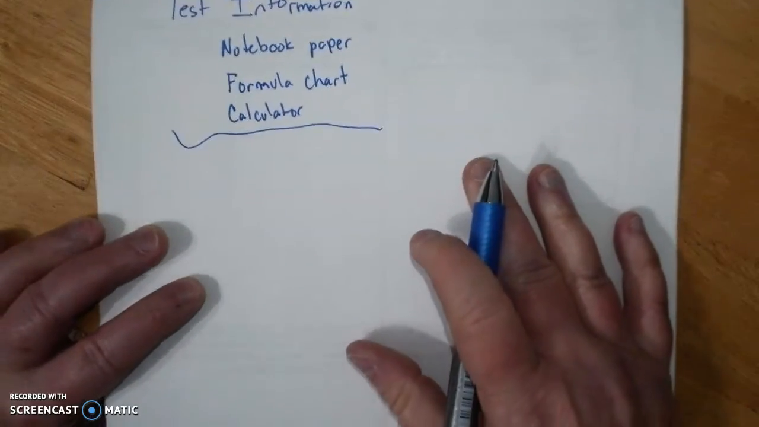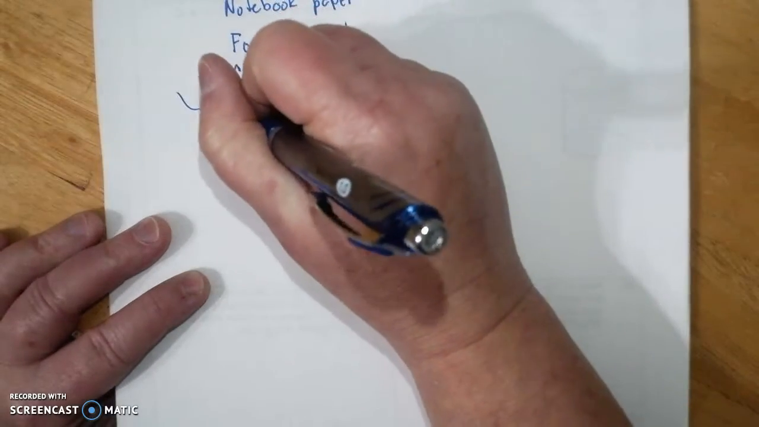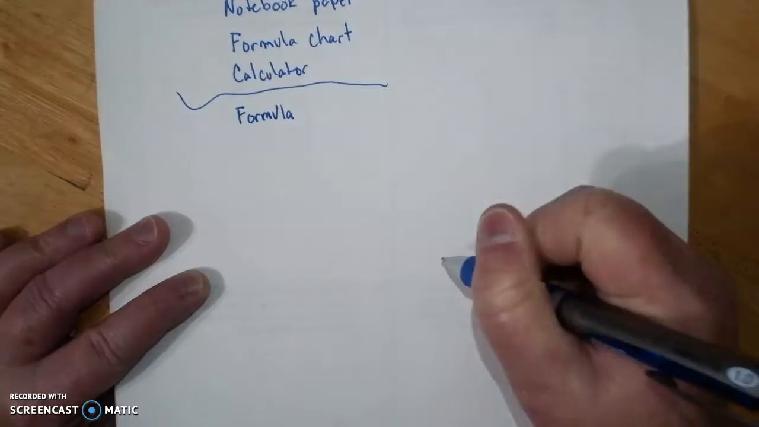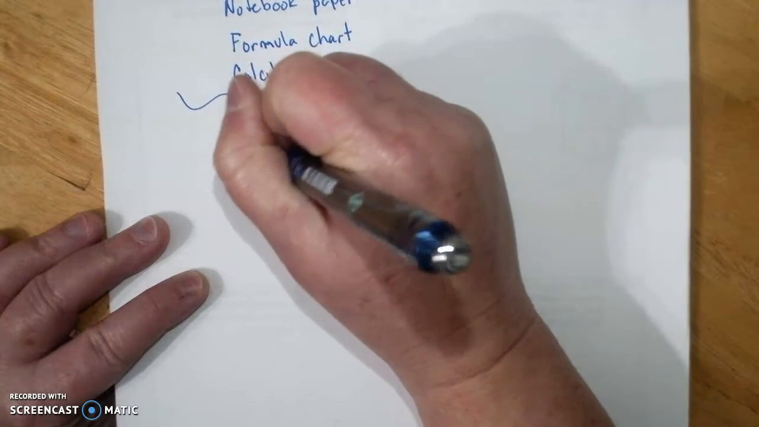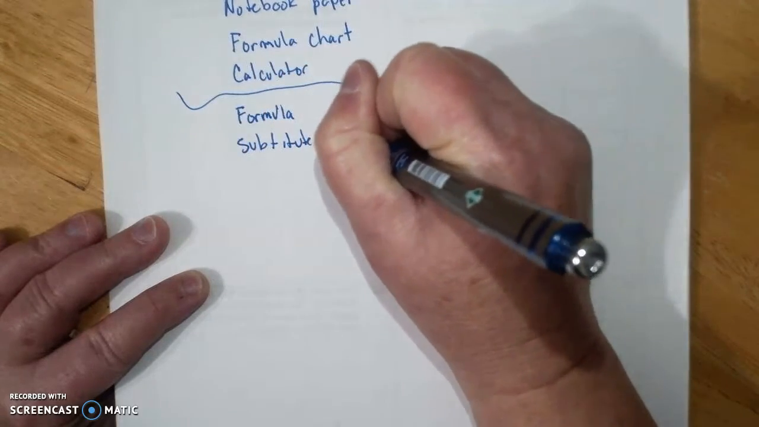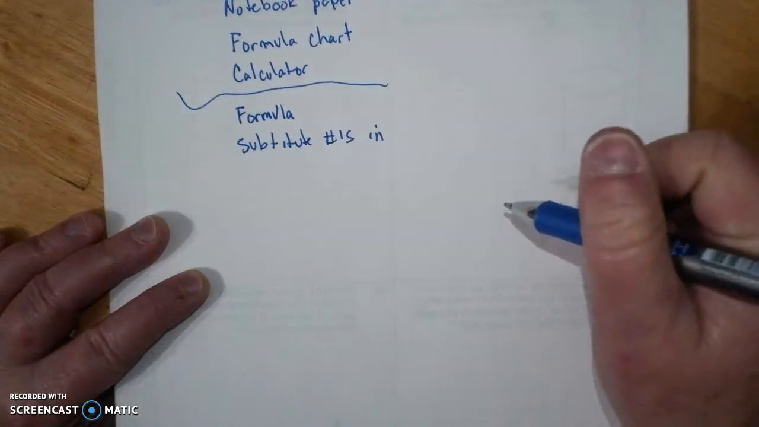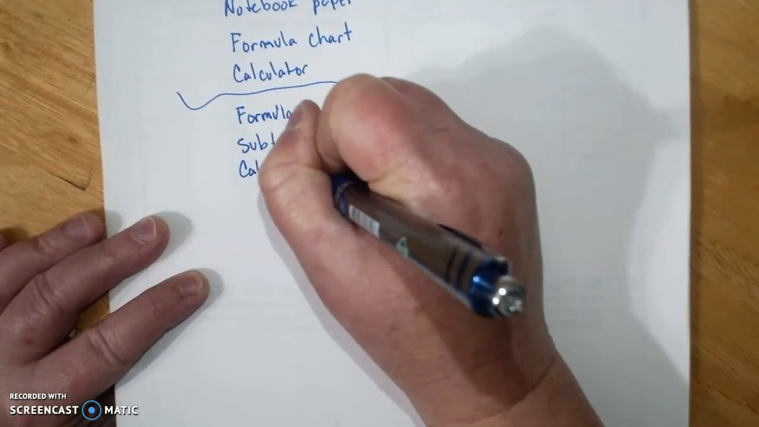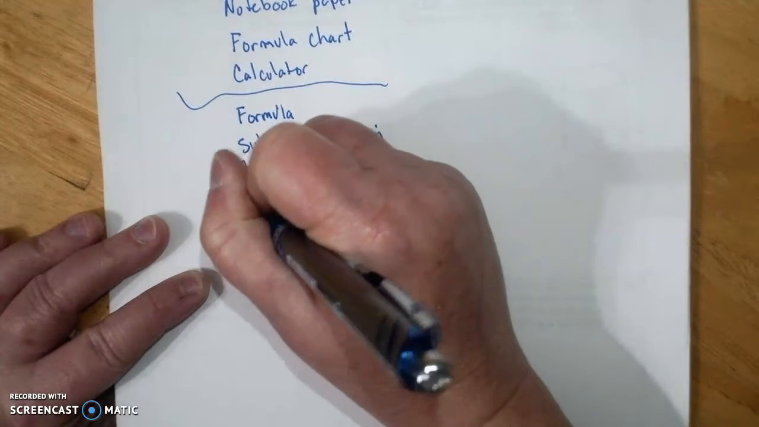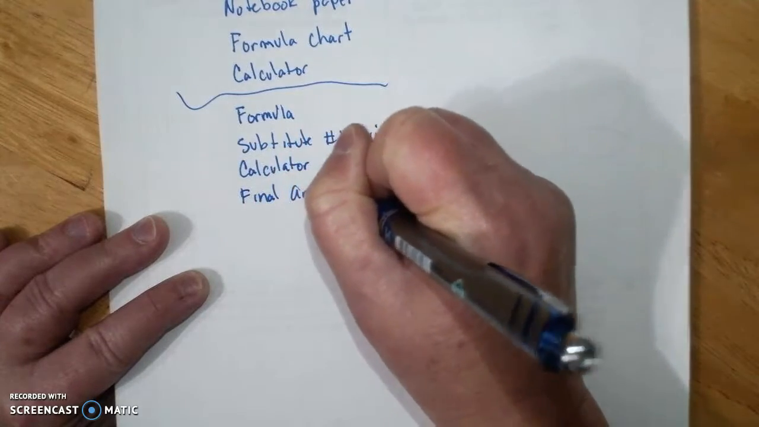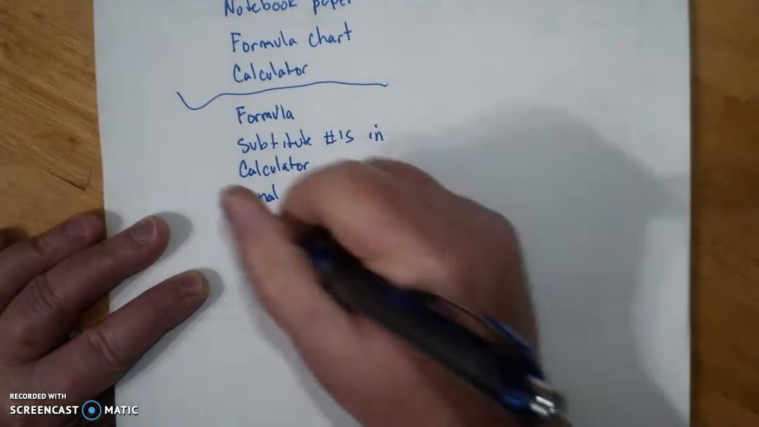The next thing you should know is on each problem you should write the formula. You should substitute your numbers in. You can use a calculator. You should have a final answer. And you should have your labels.